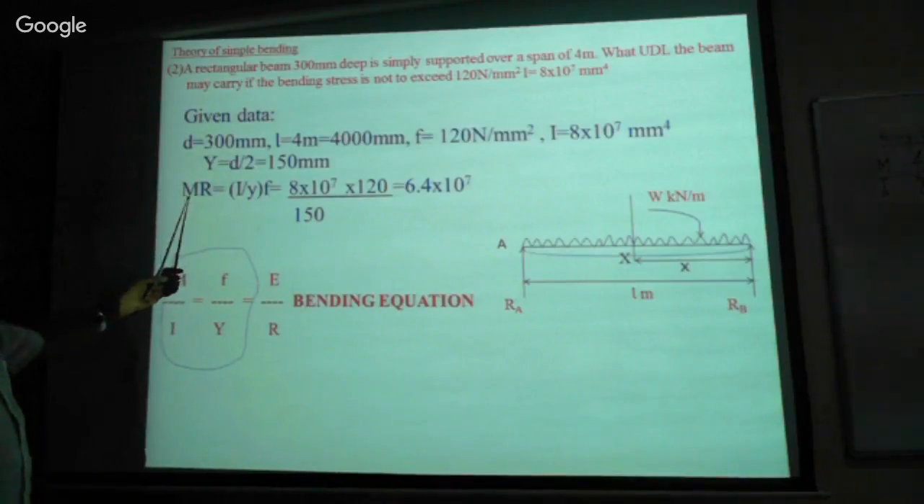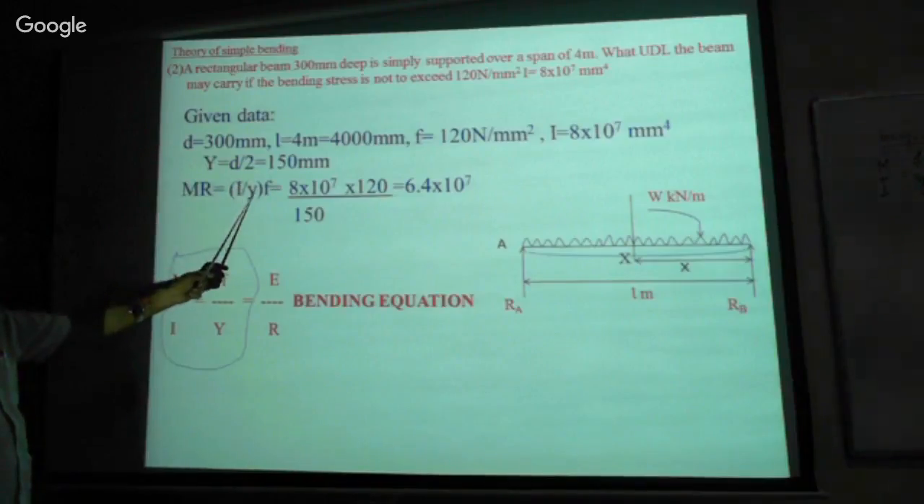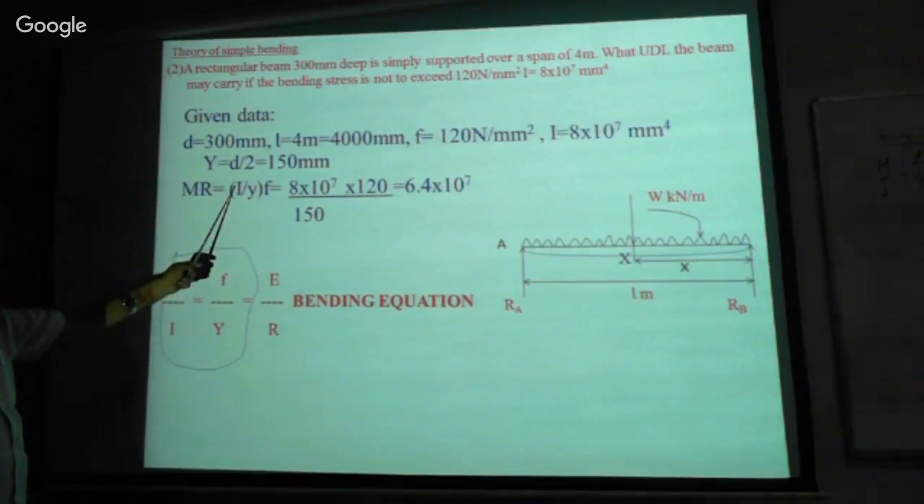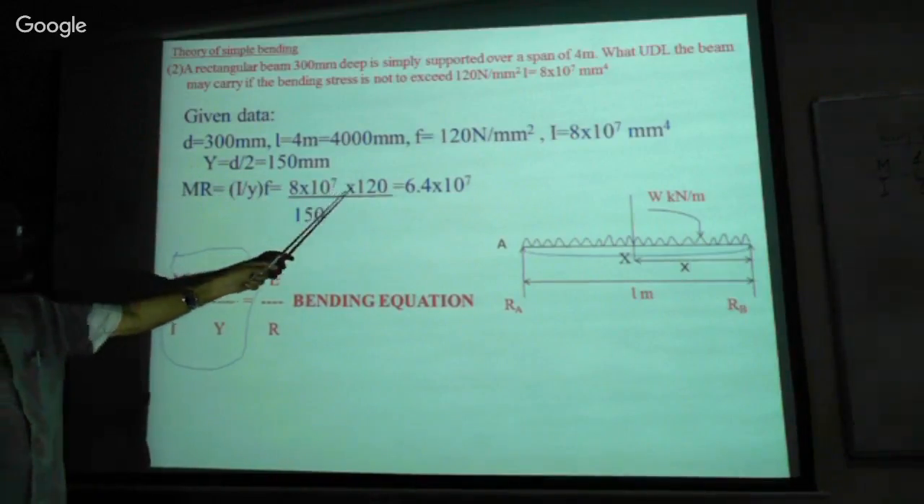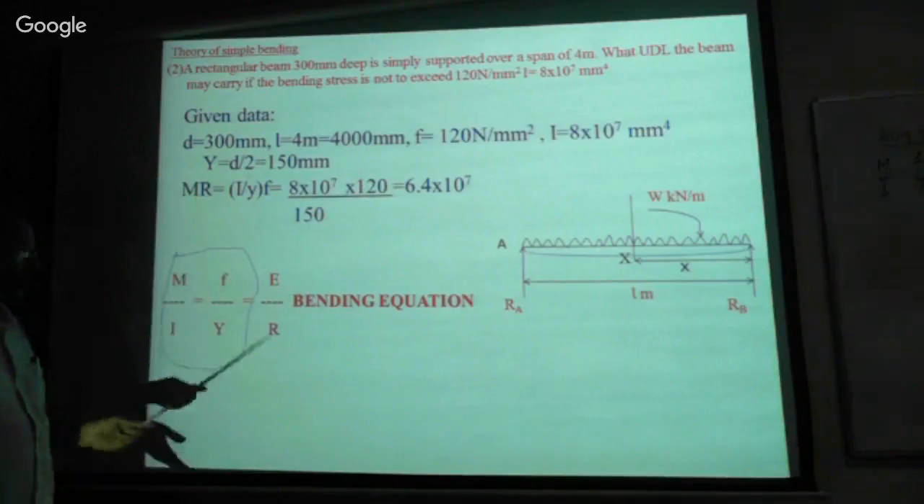MR, that is moment of resistance, is equal to Z into F. Z is equal to I by Y, so it is I by Y into F. I, the moment of inertia, is given. Y we have calculated here. Substitute here, then we will get the value of moment of resistance, isn't it?